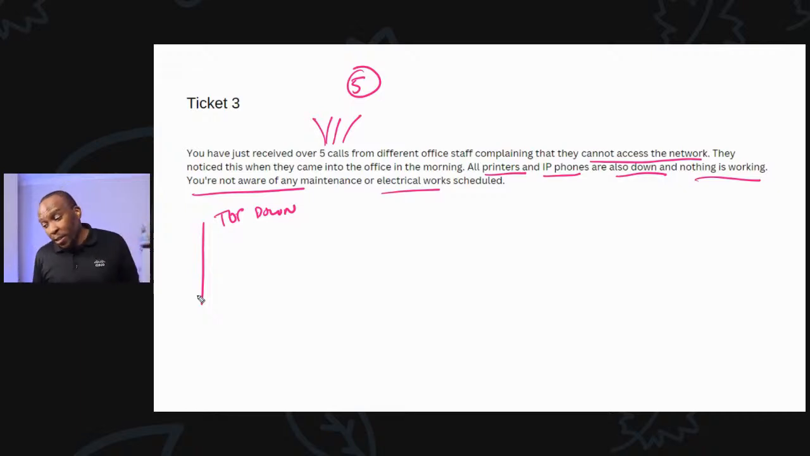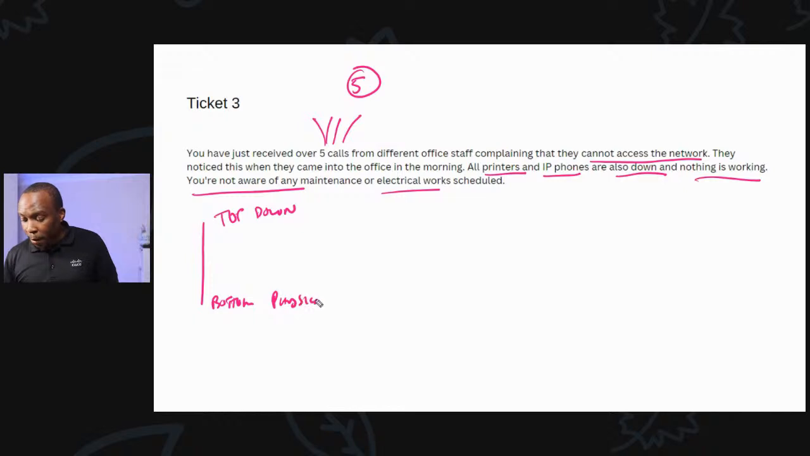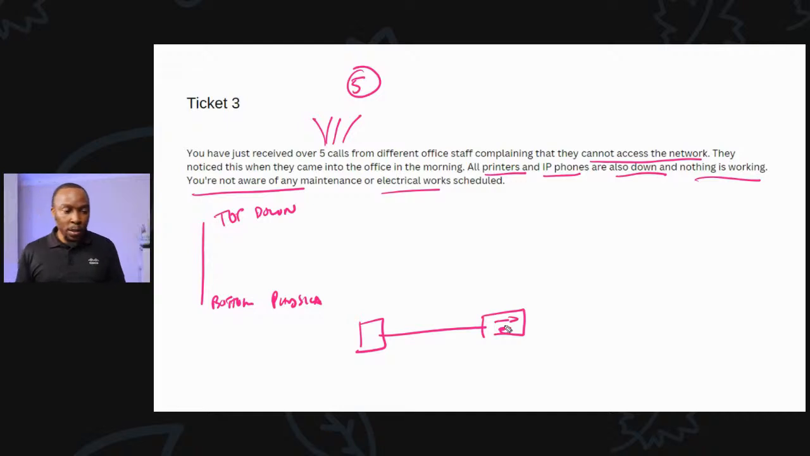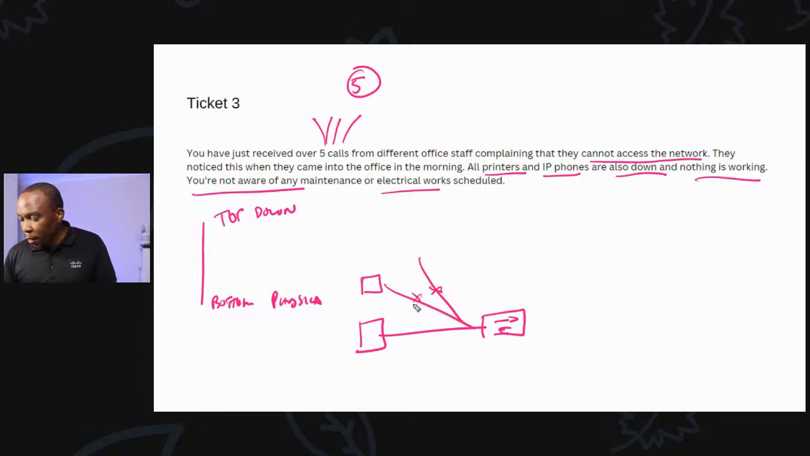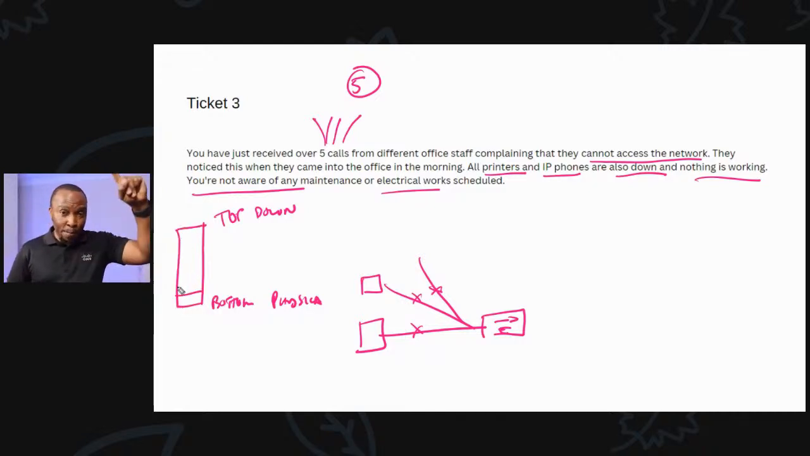And maybe you might want to take a bottom-up approach. Right, so bottom-up approach is starting from the physical layer, and the physical layer is looking at the cable between the PC and the switch. But because it's 5 different users, it's very rare for 5 different cables to all go down at the same time in the same morning in one office. I'm not saying it's impossible, but it's very rare. So if we can't find the problem on layer 1, where do we go to? We are going bottom up, so we're going to go into layer 2. And which device operates on layer number 2?